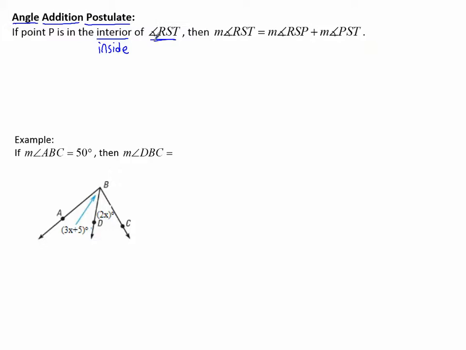Let's start by drawing angle RST. Remember that an angle is made by two rays. Here's one ray, and here's the other ray. S is the vertex, so R and T are on the sides. It says that point P is in the interior, inside this angle, between the two sides. So I'll put point P somewhere there.